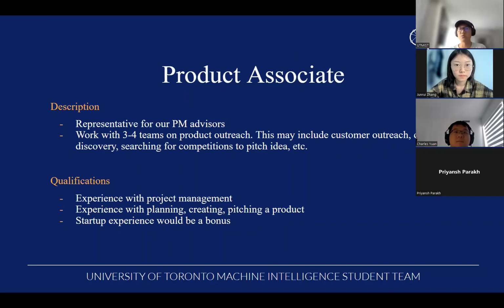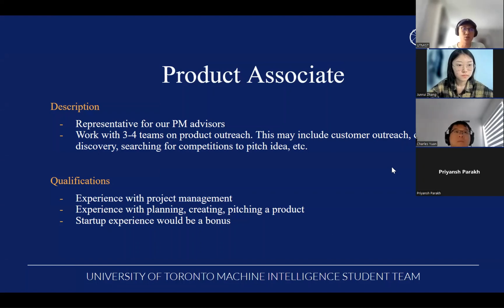So you'll work closely with the projects that you're the most interested in, perhaps in the fall term or in the winter term. Since this is more of an experimentation role, you will have great liberty in the approaches that you want to take to solve the issue of product outreach. So really looking forward to how this would go.